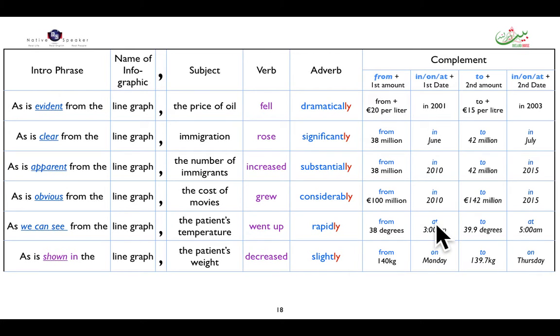So names of days, use on. Names of times or hours, use at. Years, use in. And months, use in. So that's why that's the preposition we're using there.